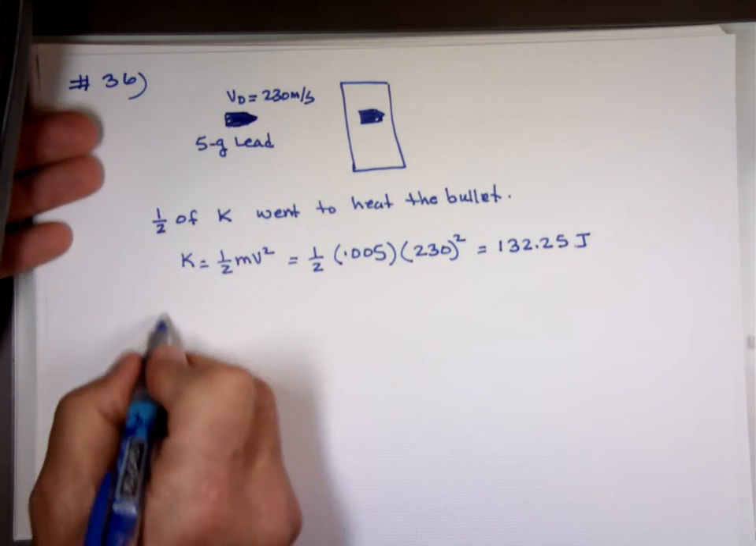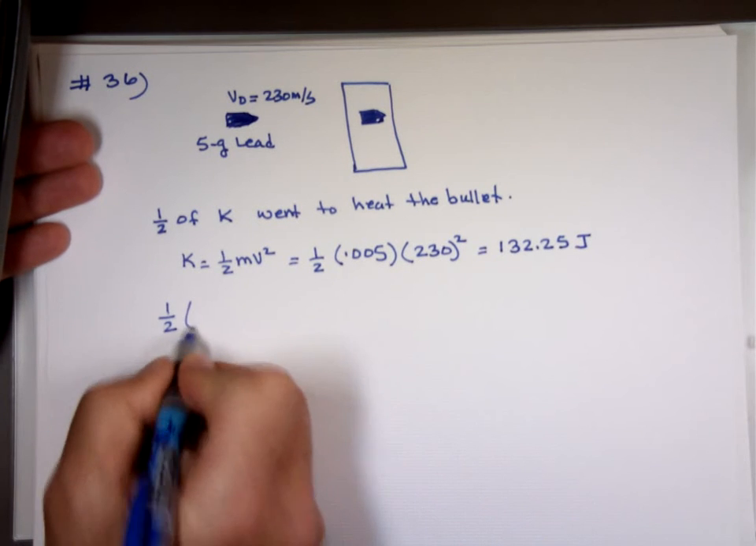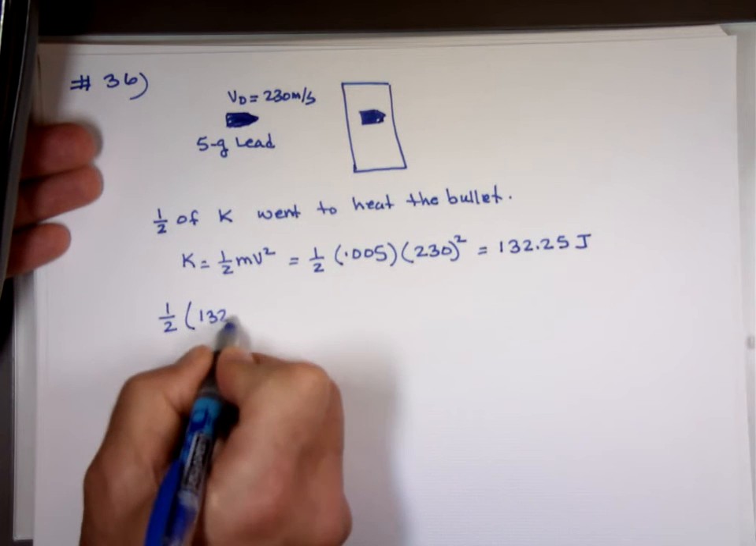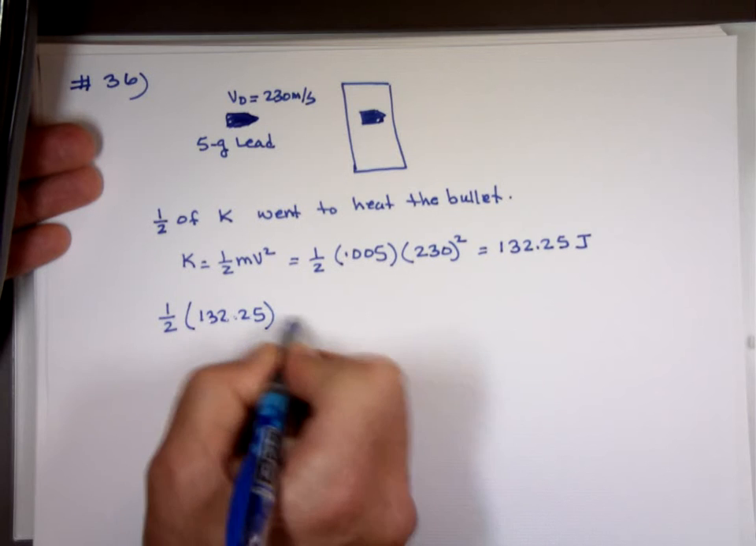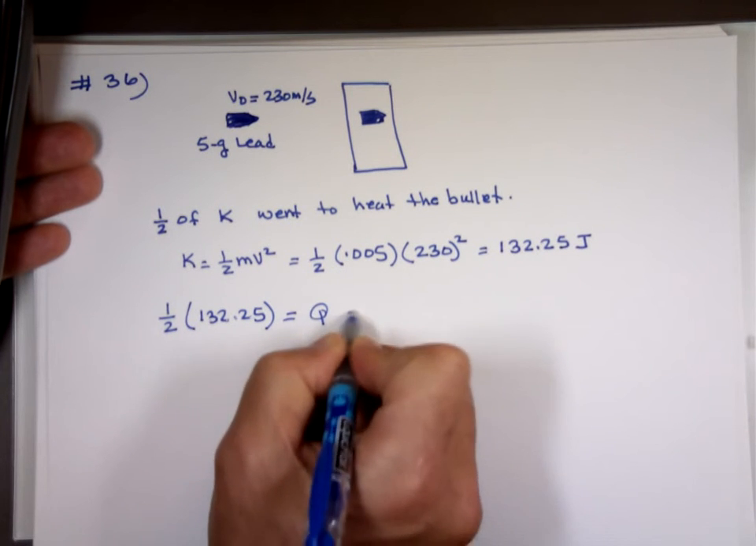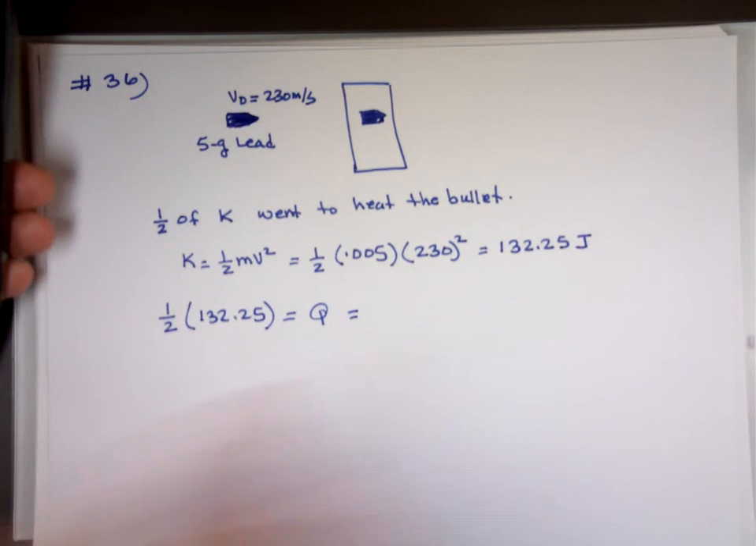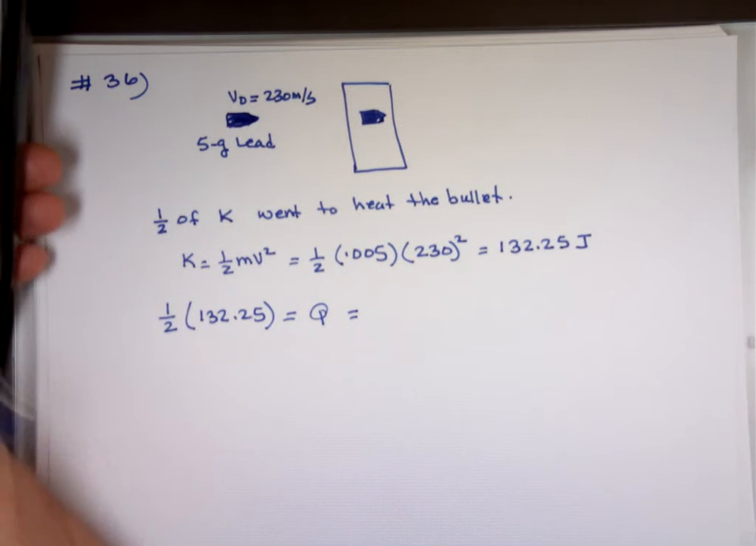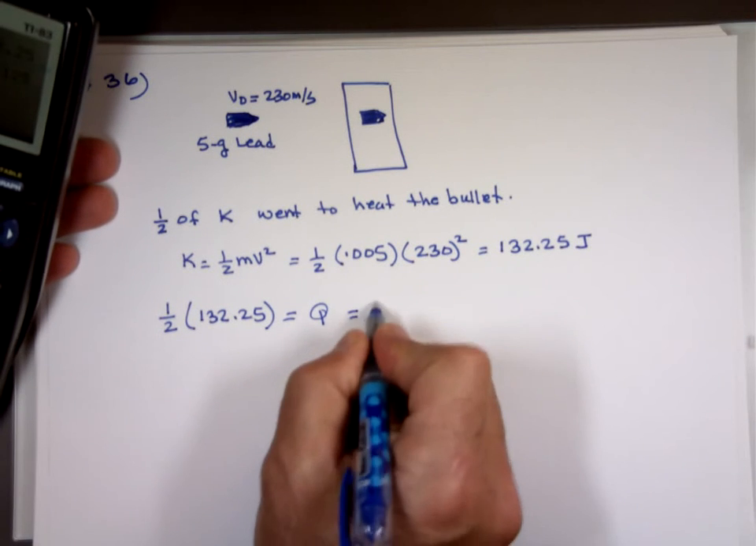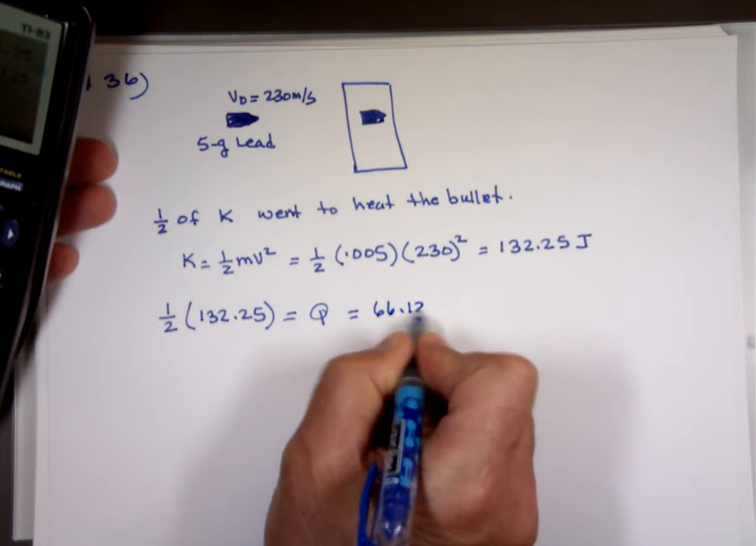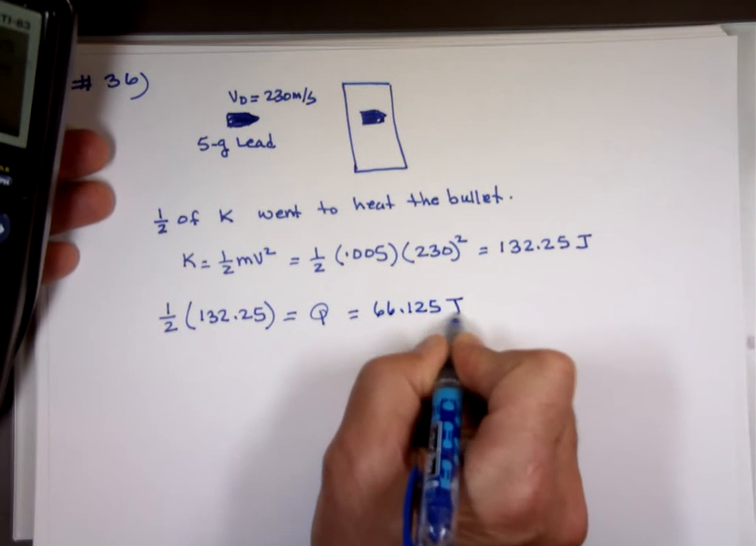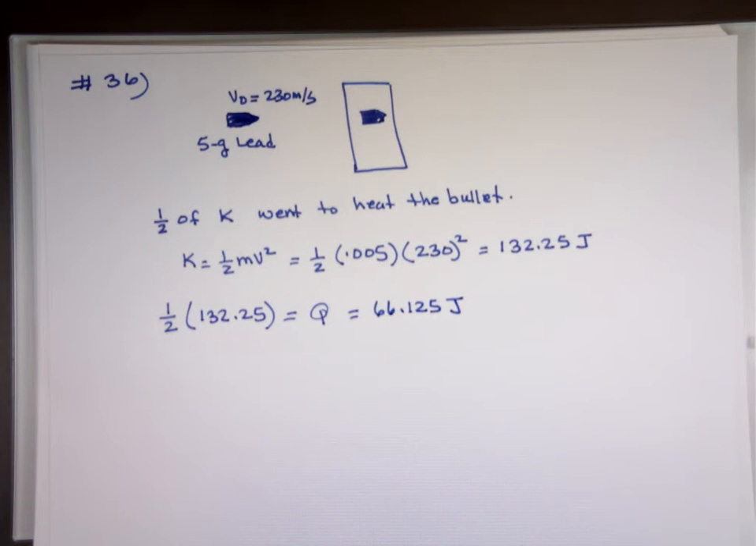Half of that number was heat. That's what Q is. Half of that number went to heat the bullet. So divided by 2, 66.125 joules. It heated the bullet. Now, how much does the bullet temperature increase by? That's the change in temperature.